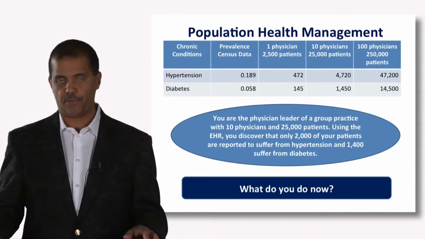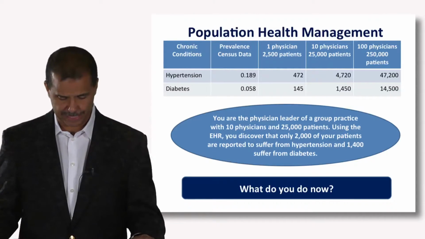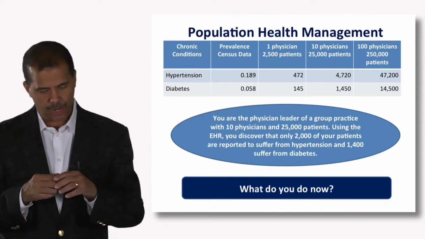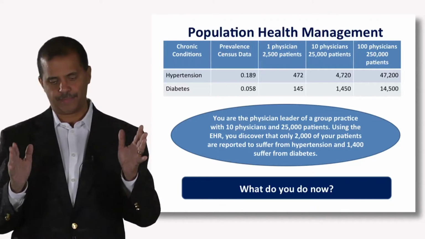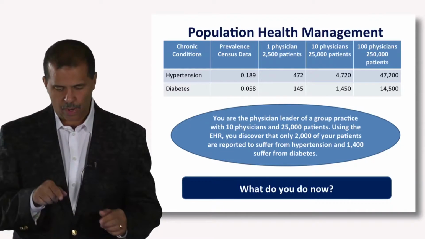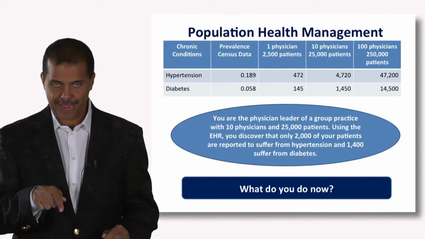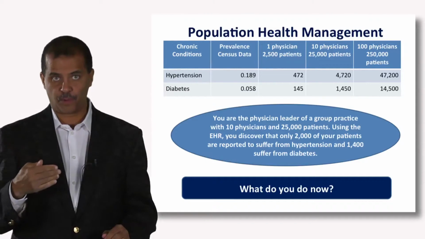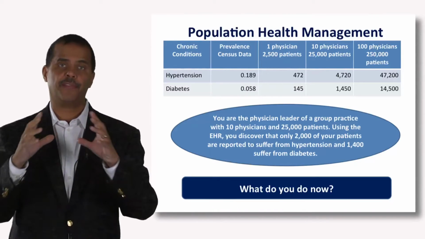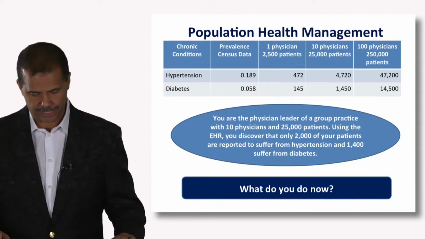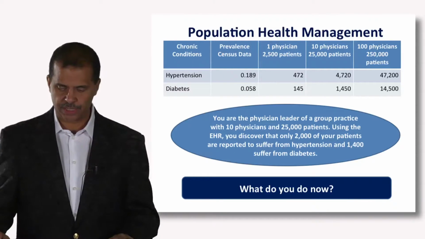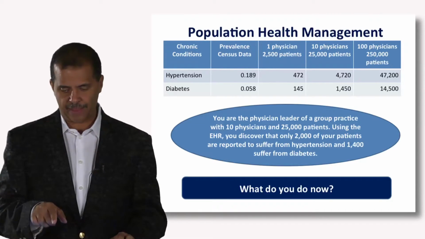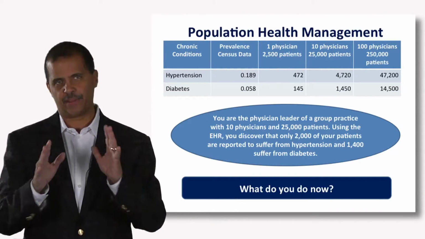So this is another example, more of a population health management example. If you note here, you have chronic conditions, hypertension, prevalence in terms of census data. These are kind of made-up numbers. You have one physician that has a panel of 25,000 patients. You have 10 physicians responsible for 25,000 patients. Think about an ACO, Accountable Care Organization: 100 physicians responsible for 250,000 patients. And you can see how the numbers line up. So this is kind of the benchmark.